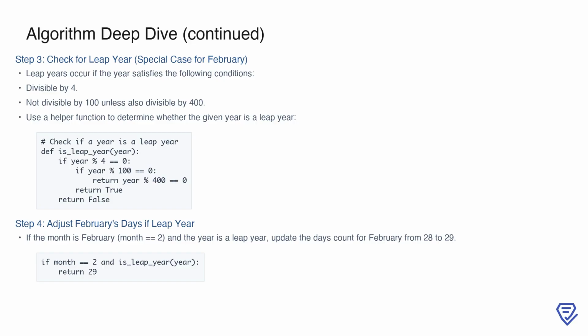Once we have this function, we can adjust February's days accordingly. If the month is February and the year is a leap year, we override the default value of 28 days and return 29 days for February. This ensures that the algorithm correctly accounts for leap years and handles February's variable length.